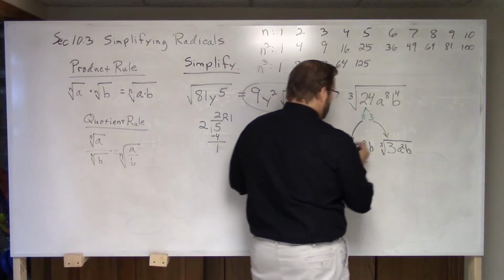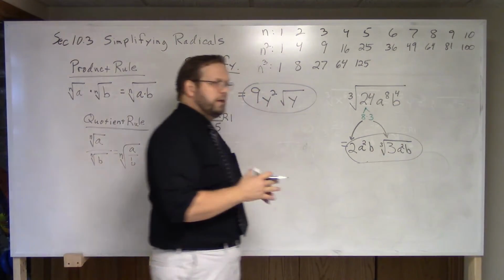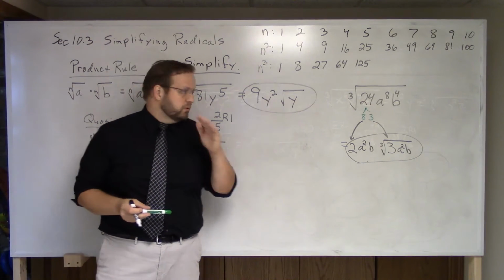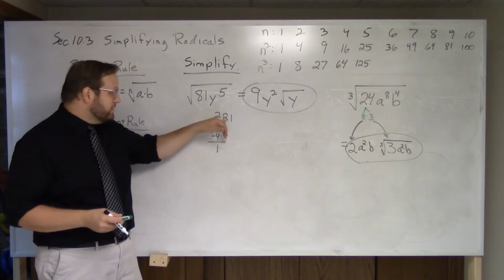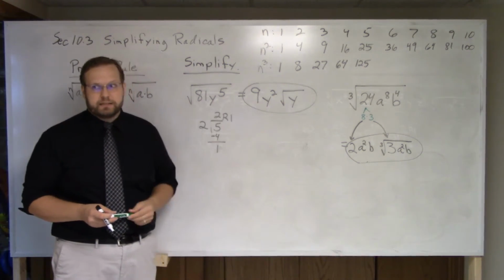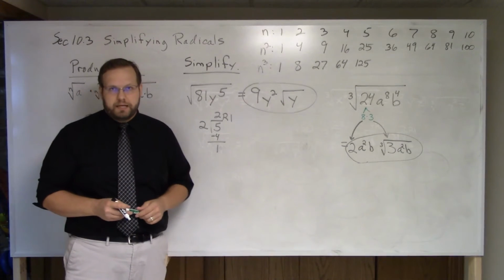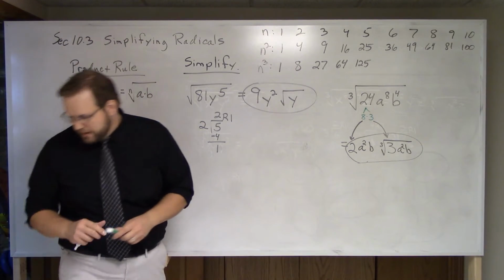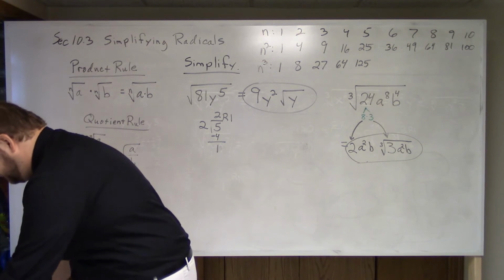Okay, so again, the variable exponents really just come down to simple division. Remainder stays inside, or remains inside. The actual quotient comes on the outside. How about something like this?